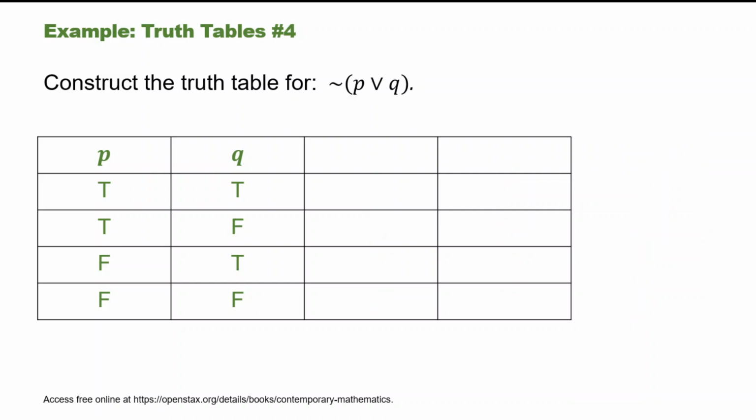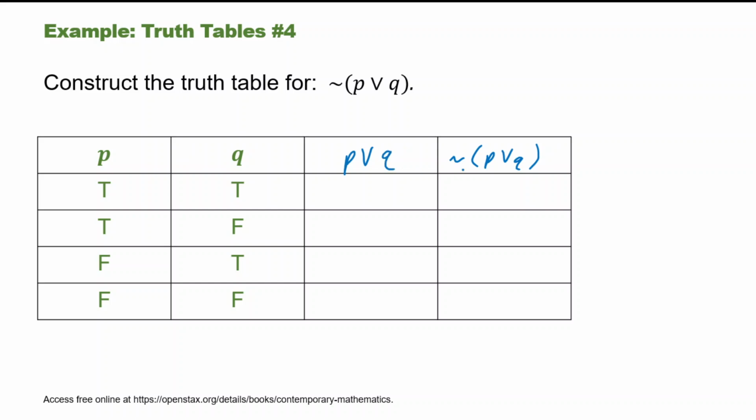Example, truth tables number 4. Construct the truth table for not, parentheses, P or Q, close parentheses. The column headers are P and Q, and the other two are blank. So we need to write in the statements that are going to build up to the completed statement. This means, in order to have the complete statement, which I'm going to go ahead and put as the last column, not, parentheses, P or Q, in order to find the truth value of this statement, we simply need to know what P or Q is.